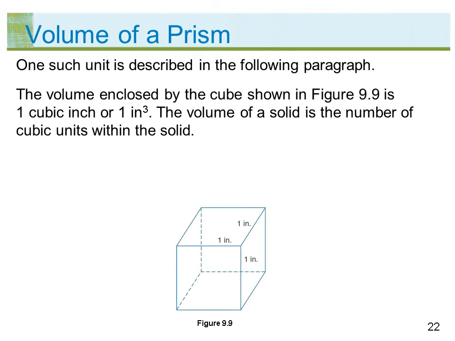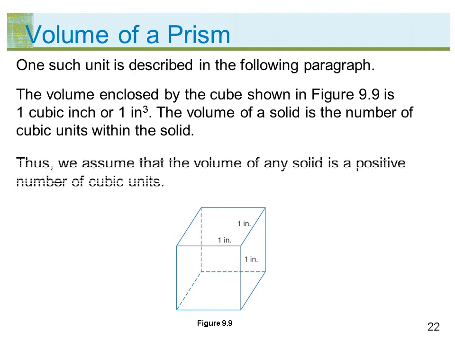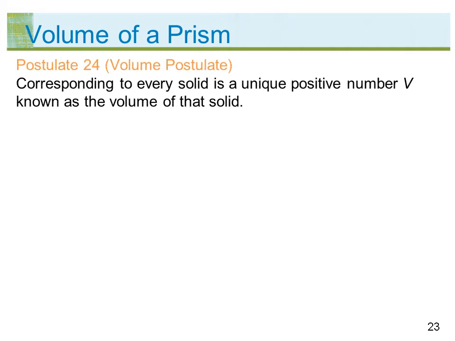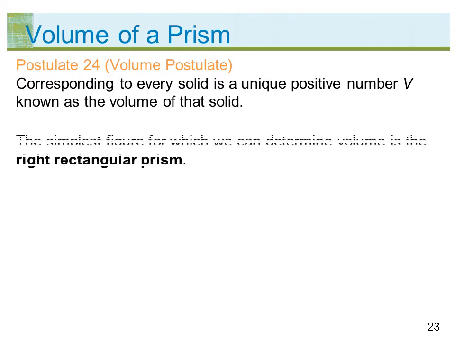The volume enclosed by the cube shown in figure 9.9 is 1 cubic inch, or 1 inch cubed. The volume of a solid is the number of cubic units within the solid. Thus, we assume that the volume of any solid is a positive number in cubic units. Postulate 24, volume postulate. Corresponding to every solid is a unique positive number, V, known as the volume of that solid. The simplest figure for which we can determine volume is the right rectangular prism.